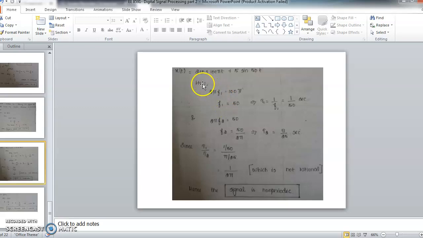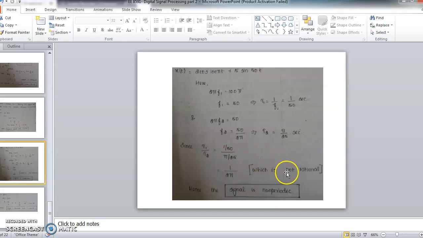Here we are comparing with the standard equation. In the standard equation, you have to write the equation in this manner. Comparing this, we get 2 pi f1 is equal to 100 pi for the first term, so f1 is equal to 50. Similarly f2 is equal to this one, so that T2 is equal to pi by 25. Now the ratio T1 by T2 is equal to 1 by 2 pi, which is not rational.